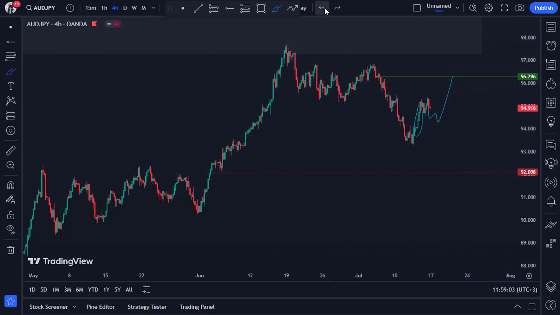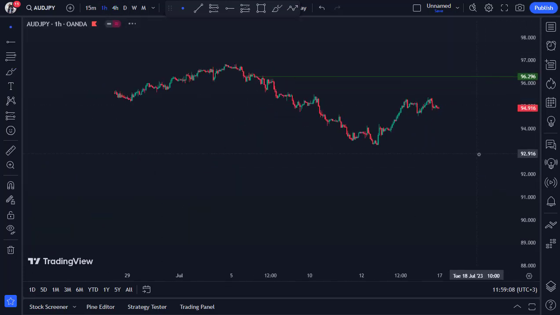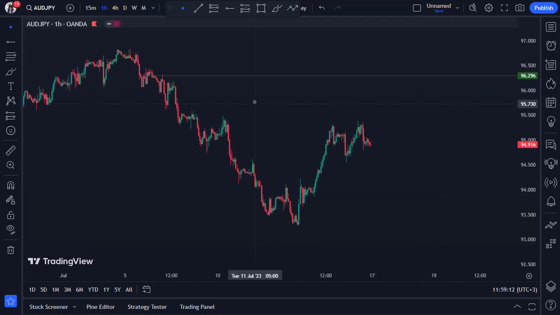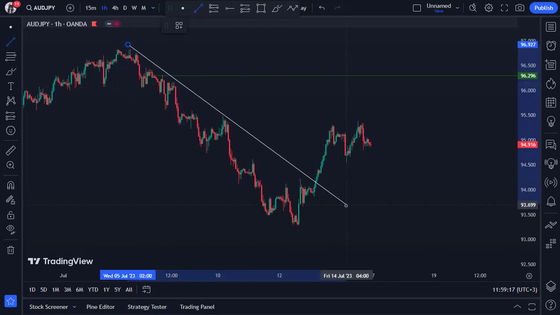Okay, now let's go again to a lower time frame. We look for a value area. Let's go to a 1 hour. Now going down to a 1 hour, we draw another trend line. Our overall trend line right now will be this.